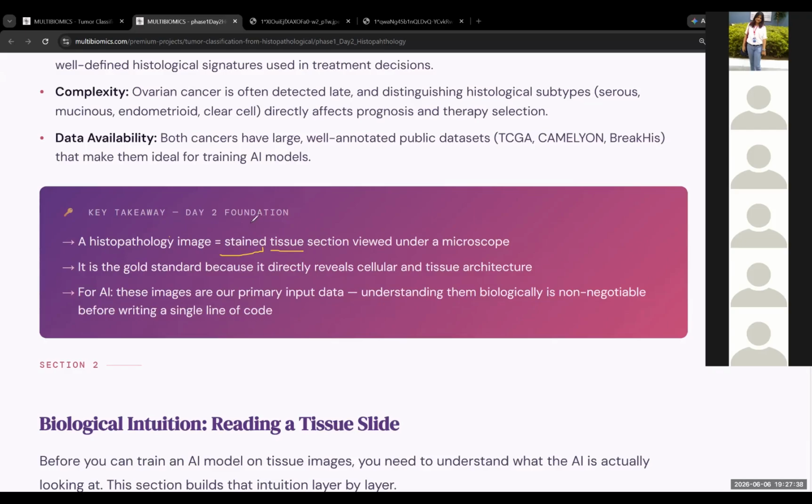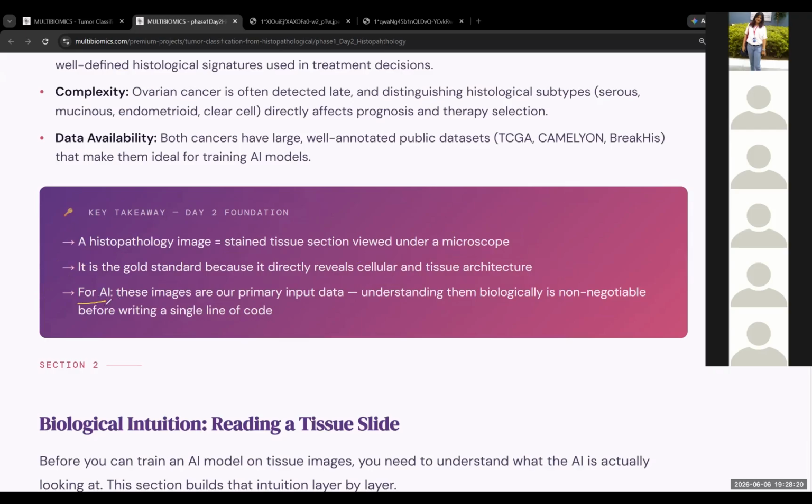I told you 2 dyes are used. First is H, hematoxylin, and E, eosin. Hematoxylin will give purple to blue color. Eosin will give pink color. Then we will look at those tissue slides under a microscope, and we can see the tissue level architecture, like from far how it is looking. Then we can zoom in, and we can see the cellular architecture. So both things we can do. Basically what we are trying to say is different magnifications can be seen.